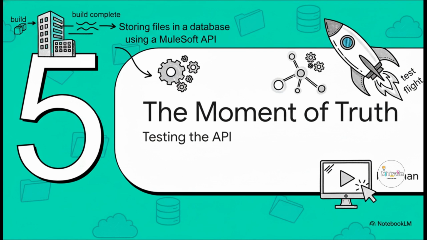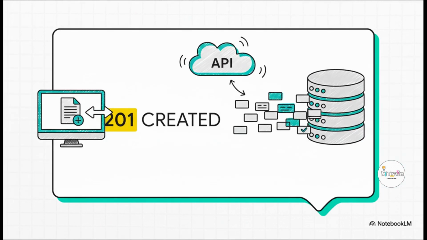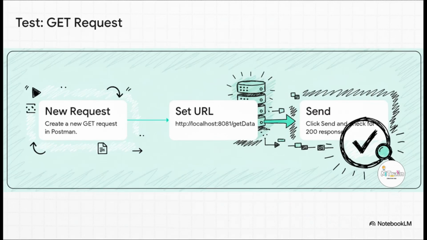Time for a test flight. Testing the upload is super simple. In Postman, we just set the request type to post, point it to our API's URL, and then attach whatever file we want to upload in the body of the request. Then, we just click send. And success! A 201 created response. That is exactly what you want to see. It's our API giving us a thumbs up, confirming that it got the file and has safely tucked it away in our database.